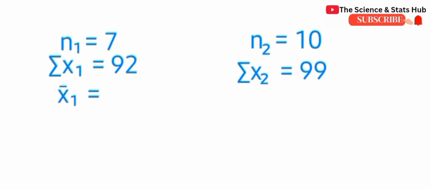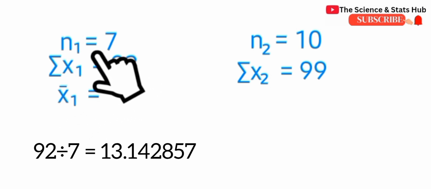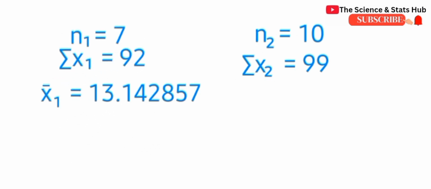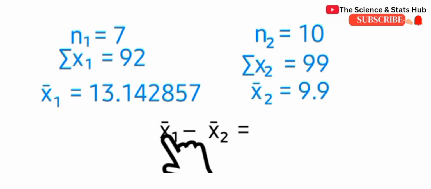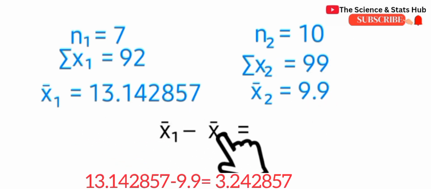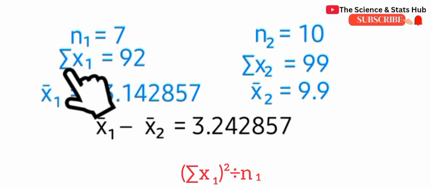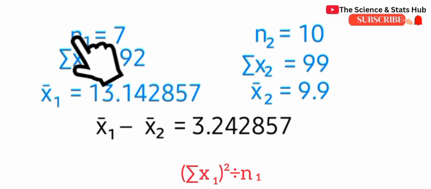Mean for drug A will be this value divided by 7. Mean for drug B will be this value divided by 10. Finding the mean difference will be this value minus this value. Let's take the square of the sum of drug A and divide by the n value.